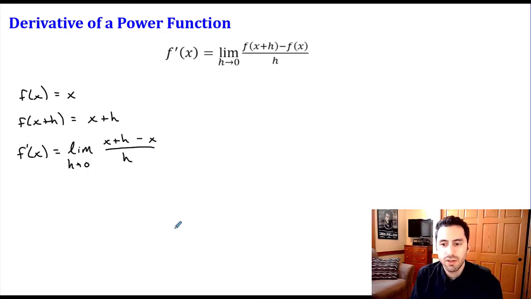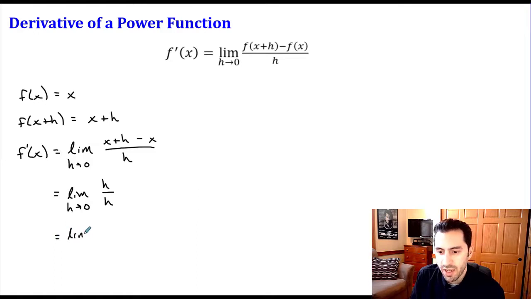Now, whenever we're doing a limit like this, the first thing we want to do is simplify as much as we can. So in the numerator, we have a positive x, we have a negative x, so those will simplify. So we end up with our limit, and we have h over h, which will simplify. So we have the limit as h approaches 0 of 1. And the limit of a constant is always whatever that constant is. So in this case, the derivative of our function is just equal to 1.